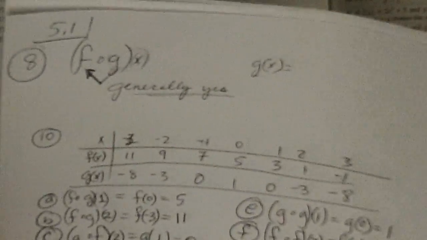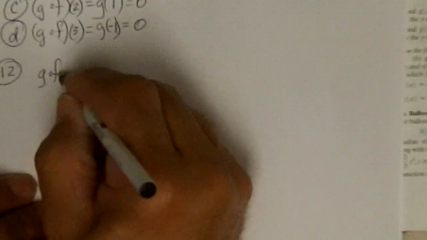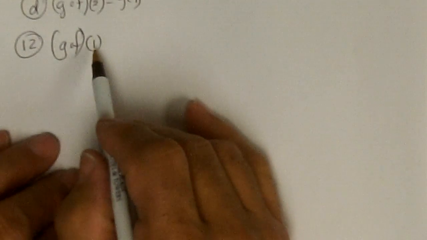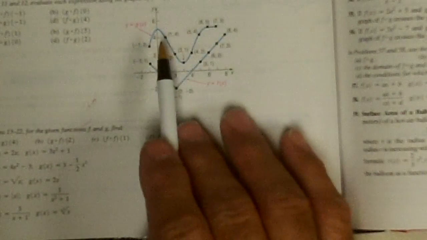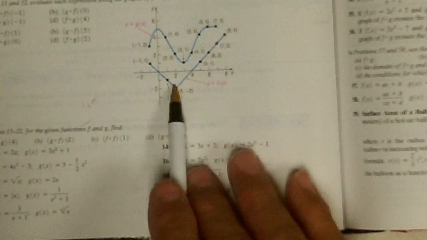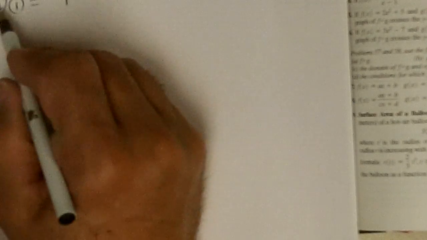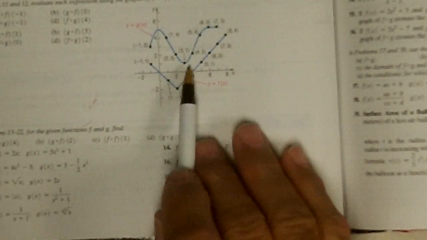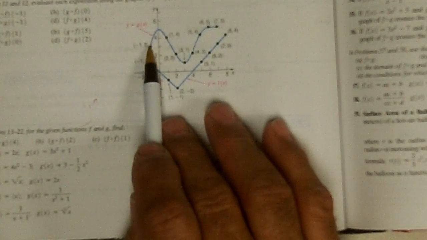So there's the graph, and I'm supposed to do on 12a g of f of 1. So I'm supposed to put 1 into f and then that answer into g. So f is this V-shaped line. If I put 1 into f, I get -1. So f of 1 is -1, and I've got to put that into g. And g is this curvy line, and when I put -1 into g, I get 3.